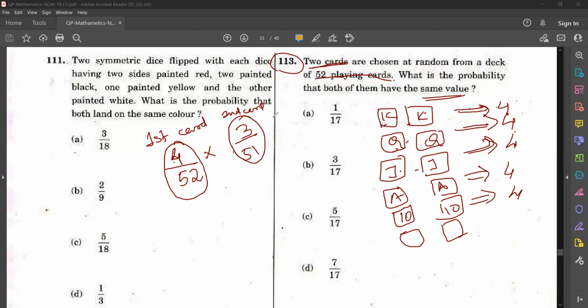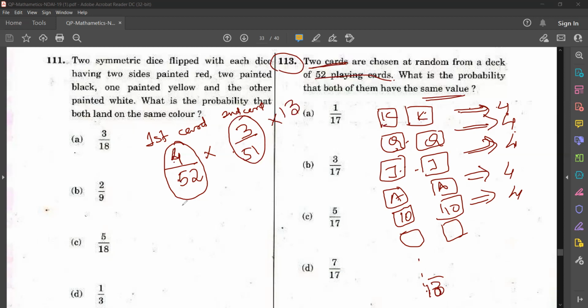Okay. Now how many types of cards are there? There are 13, isn't it? 13 types, like king, queen, jack, ace, 2, 3, 4, etc., up to 10. You will have 13 cards. So this can be queen or jack or ace or any number. So there are 13 types of cards. Okay, now you have to just simplify this.